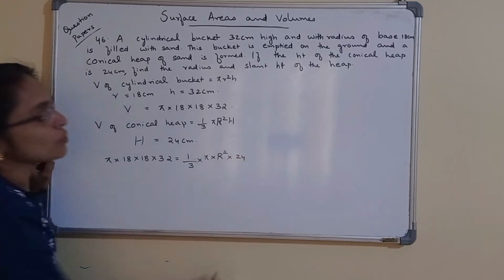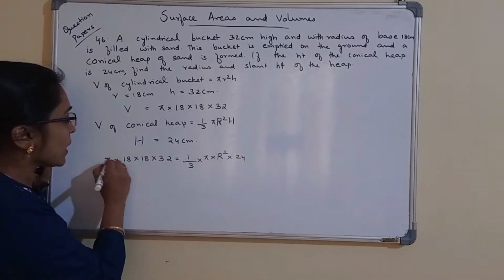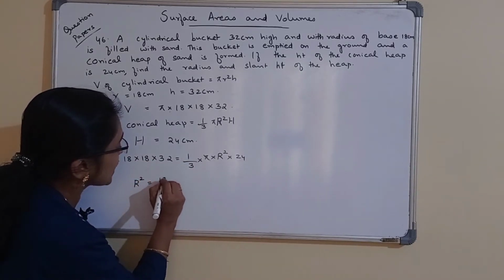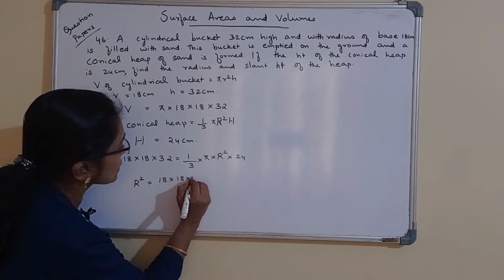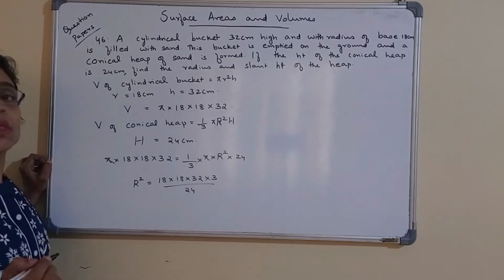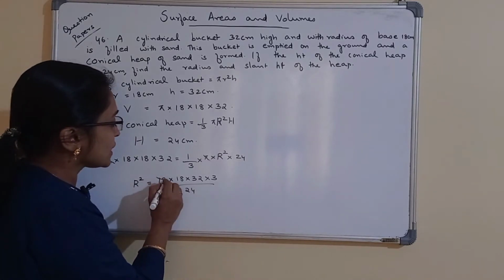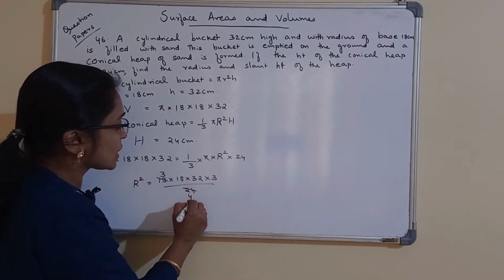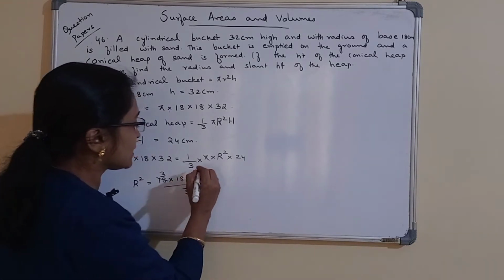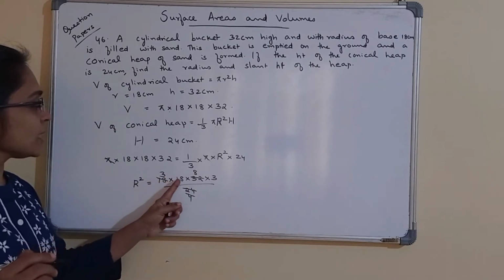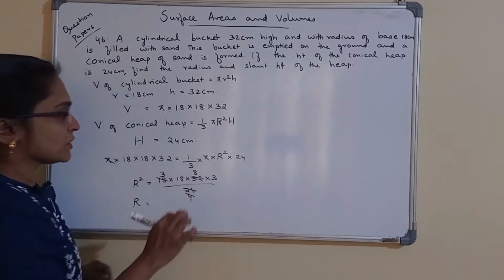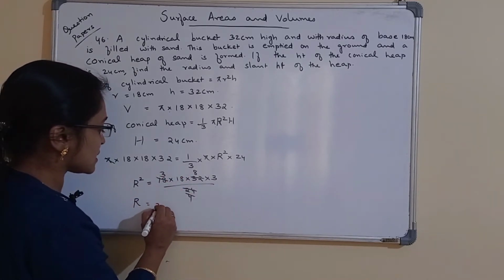into 24. So, pi and pi will get cancelled and r square is equal to 18 into 18 into 32 into 3 by 24. Now, 6 will go in 18 3 times, 6 will go in 24 4 times, and 4 will go in 32 8 times. So, we have 3 into 18 into 8 into 3, and r is equal to root of this. Root of 3 into 3 is 3.